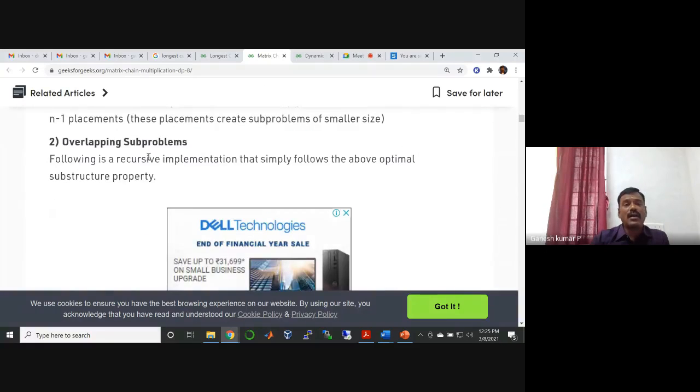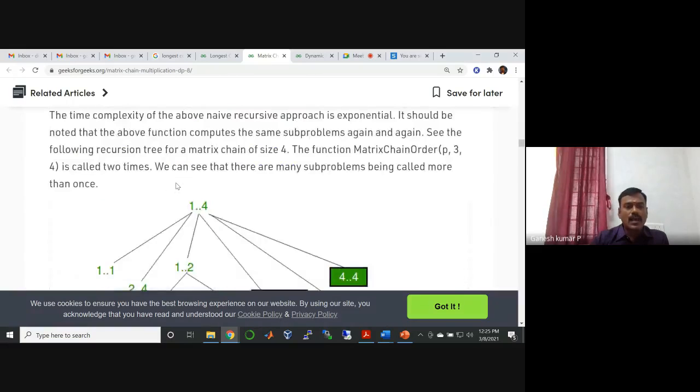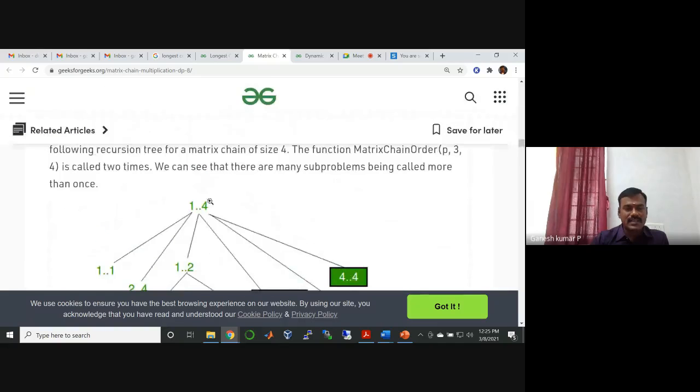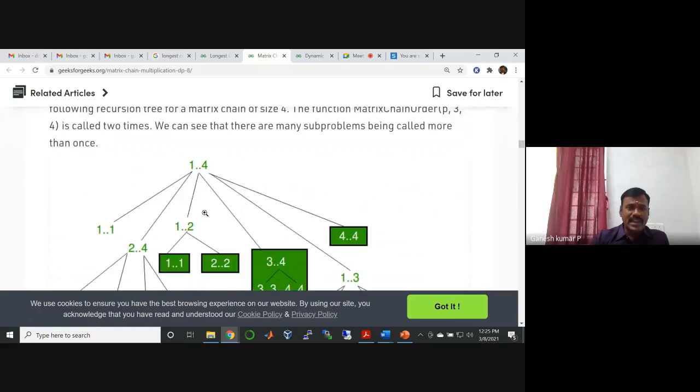And the next one, overlapping subproblems. What do you mean by overlapping subproblems? After you have thought about it, there are n number of solutions, out of which one has to be chosen, and then you need to think about whether a recursive implementation is possible or not. If any recursive implementation is possible, then for example, you need to think about a tree-like structure. For this, I have to do it.